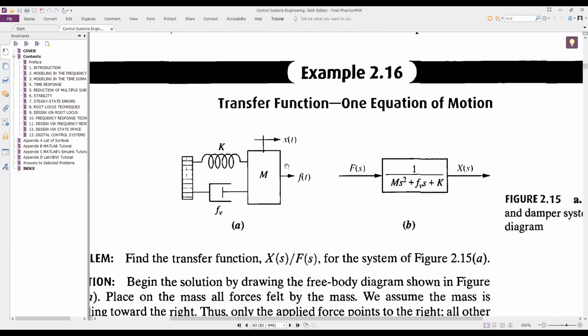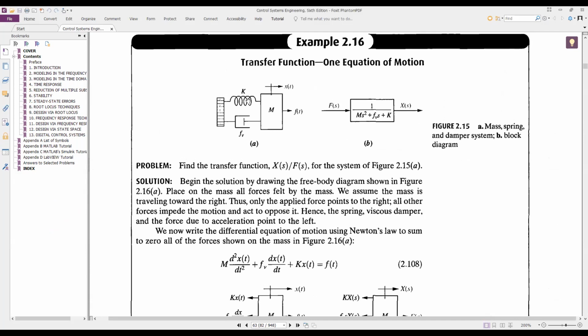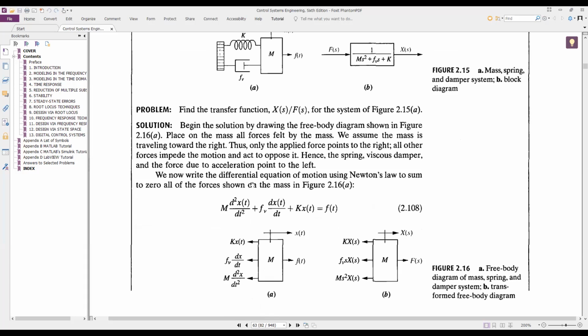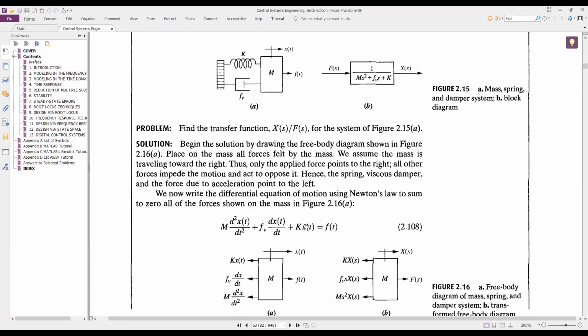Let's look at an example. Now you have to find the transfer function X(s) by F(s) of this system. That is a mass, spring and damper system. That is the damper, that is the spring, and that is the mass. For this kind of system you have to find X(s) by F(s). First of all, you have to draw the free body diagram.